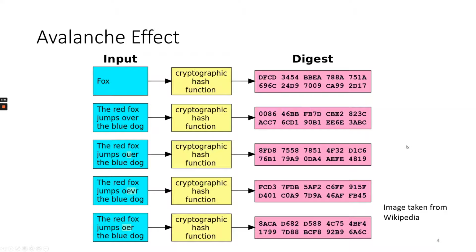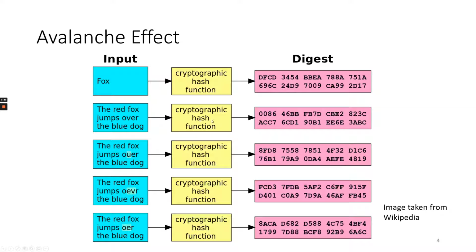Let's go through the avalanche effect. Basically, our hash function should be able to function in such a way that even if we make a small change in the input, the output should look very different. So here in this example, if you look closely, in the second row we have a sentence that says "the red fox jumps over the blue dog." And in the third row, we have a sentence that says "the red fox jumps oUer," O-U-E-R instead of O-V-E-R. So one letter changes in the whole sentence. These two sentences are basically the same except for one letter.